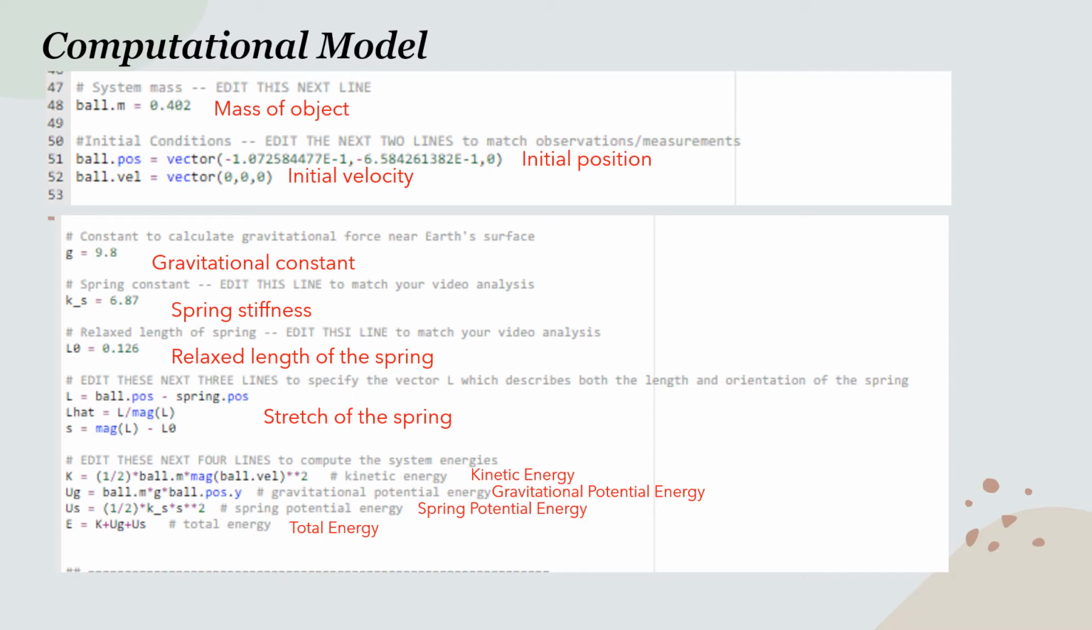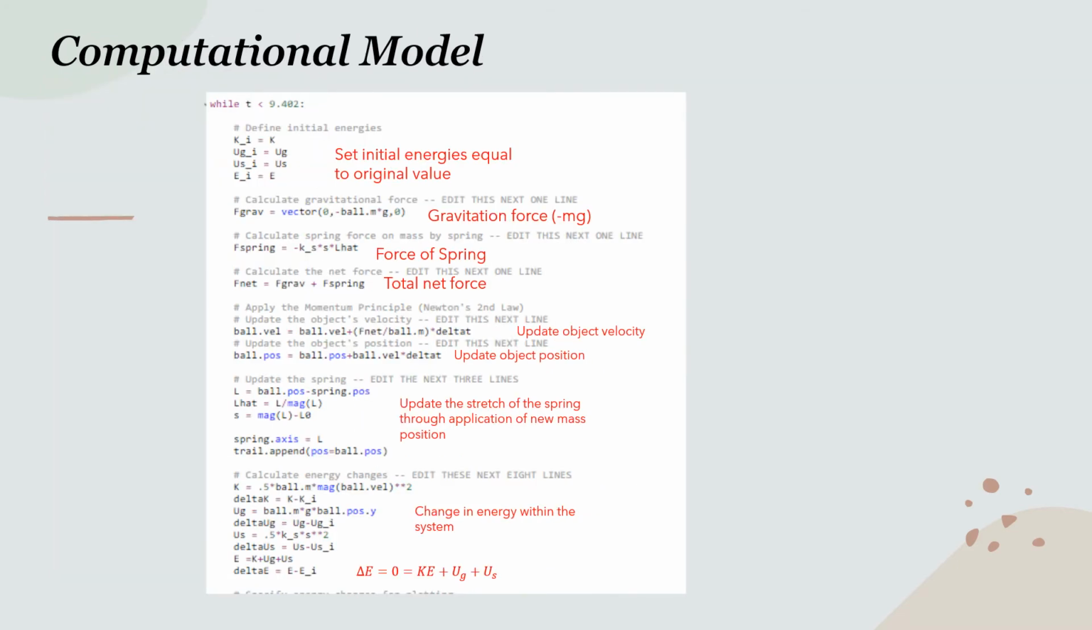I did determine the kinetic energy, which is 1/2 ball mass times ball velocity magnitude squared, the gravitational potential energy, the spring potential energy, and the total energy. At the start of the time loop, where the time represents the last observed time point, I first set the initial energy equivalent to the original value, and then stated the gravitational force, which is negative mass times gravity.